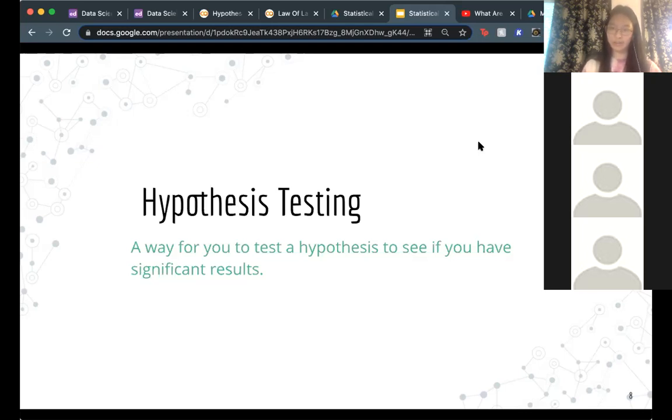But for now, we're going to move on to actually exploring the data once again. So hypothesis testing, we covered descriptive statistics in the first class. This is now inferential statistics territory. So this is really the idea of testing a hypothesis and seeing if you have significant results.